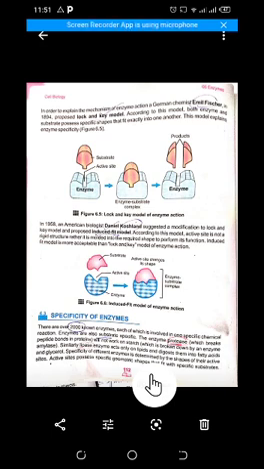Okay, and the detailed question that comes from this topic is: explain the two models of enzyme action. So first of all, you have to start from enzyme substrate complex and its product. Then you have to tell the lock and key model and Daniel Koshland's induced fit model. You have to draw the diagram clear, neat, and with proper labeling.